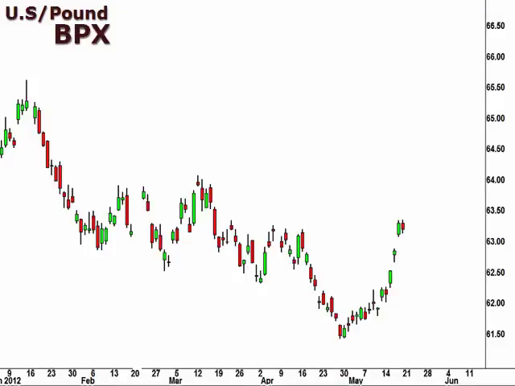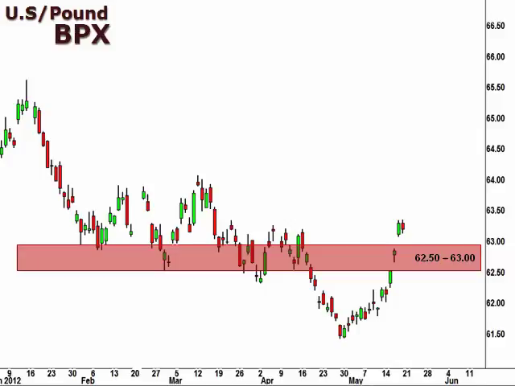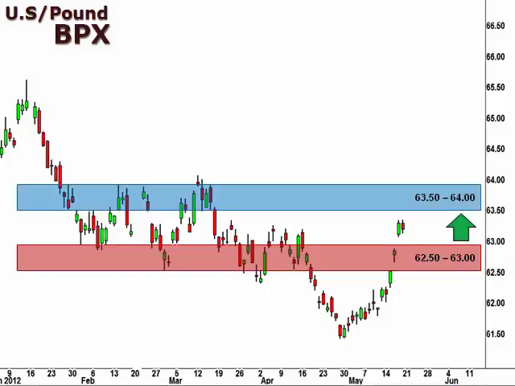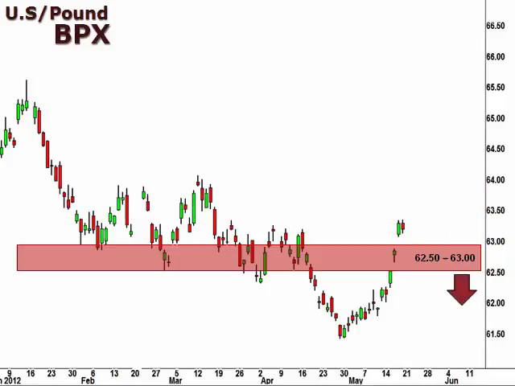Let's take a look at the BPX, the US dollar versus the British pound. Well, the BPX broke above 62.5, 63, which now assumes the role of support. 63.5, 64 is the next upside resistance. A break back below 62.5 will signal a continuation lower.